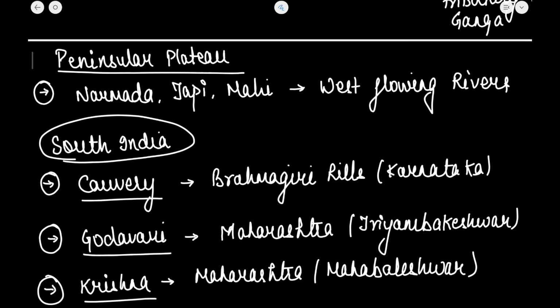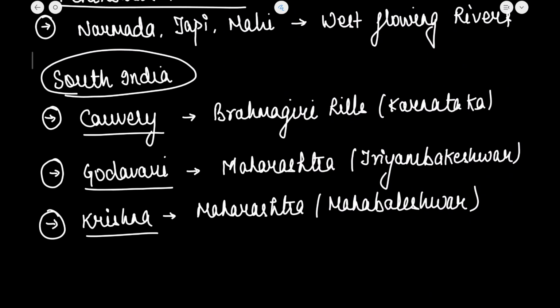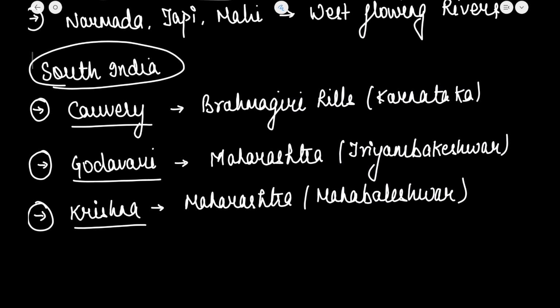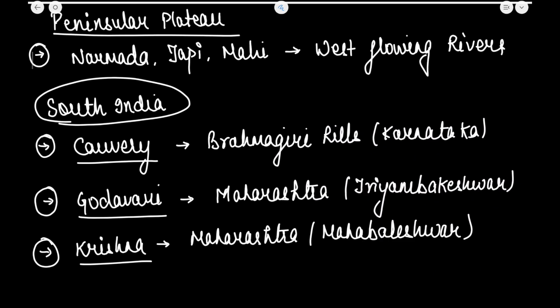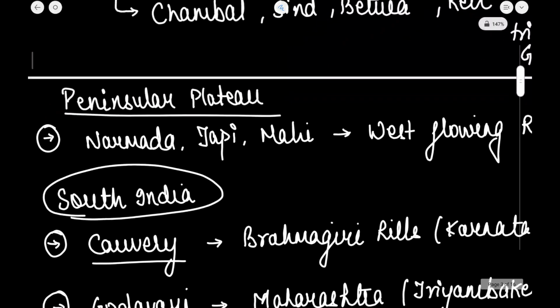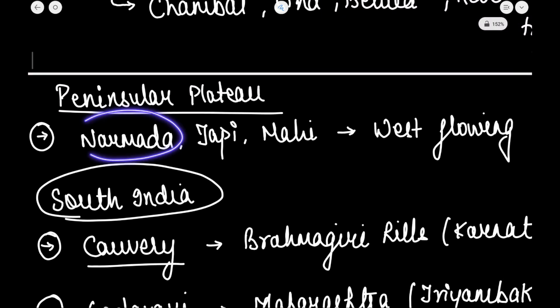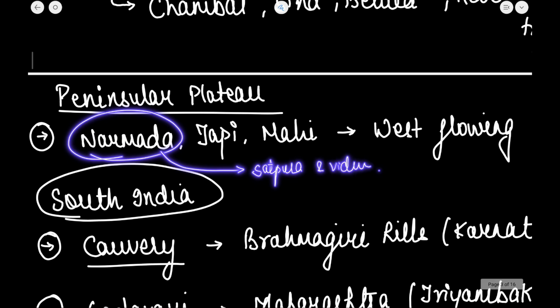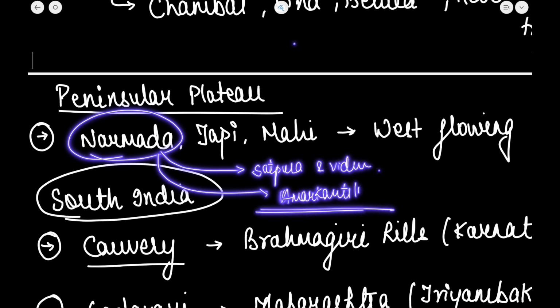Also, now let us see about some of the rivers of South India. If I talk about the river Narmada, let me give you some additional information. This river Narmada flows between Satpura range and Vindhyachal range. It has its origin at Amarkantak. If I talk about the largest river of peninsular India, it is Godavari.